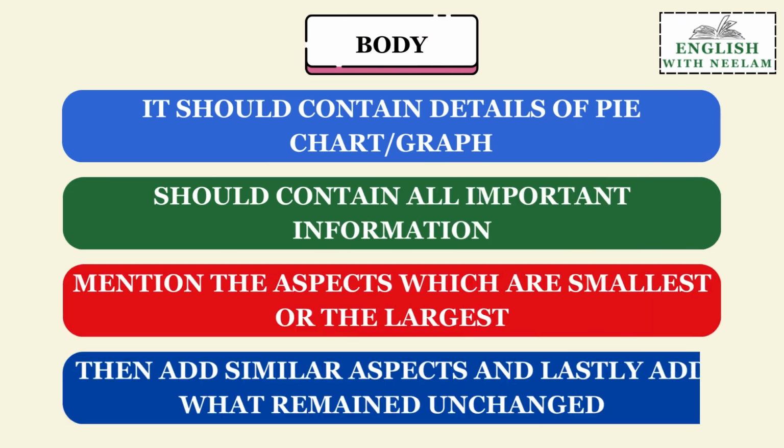Next is the body of the paragraph. It should contain all details of the pie chart or the graph or the data given, and should contain all important information that is required to be written. And you need to mention all aspects which are smallest or the largest ones, and then you can add similar aspects, and lastly you will add what remained unchanged.